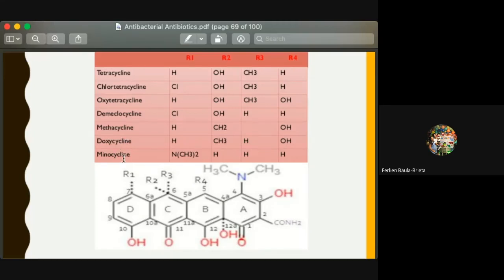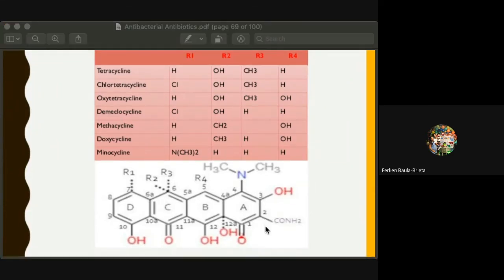Now we have minocycline. Here R2 to R4 have no substitution, while R1 has a dimethylamino substitution, which is also favorable for the improvement of antibacterial property. I hope you all understood now why our tetracyclines are called that way. So you can explain that to your co-pharmacists who are not aware why we call our drugs that way.